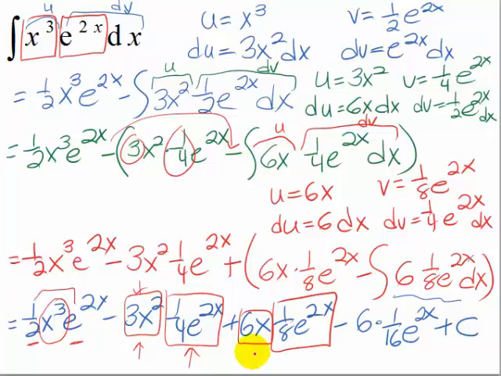If we did another derivative here, we would get 6. If we integrated here again, we would get this 1/16 e to the 2x. So we can kind of see a pattern of what happens when we apply integration by parts multiple times. We're going to come up with a shortcut.